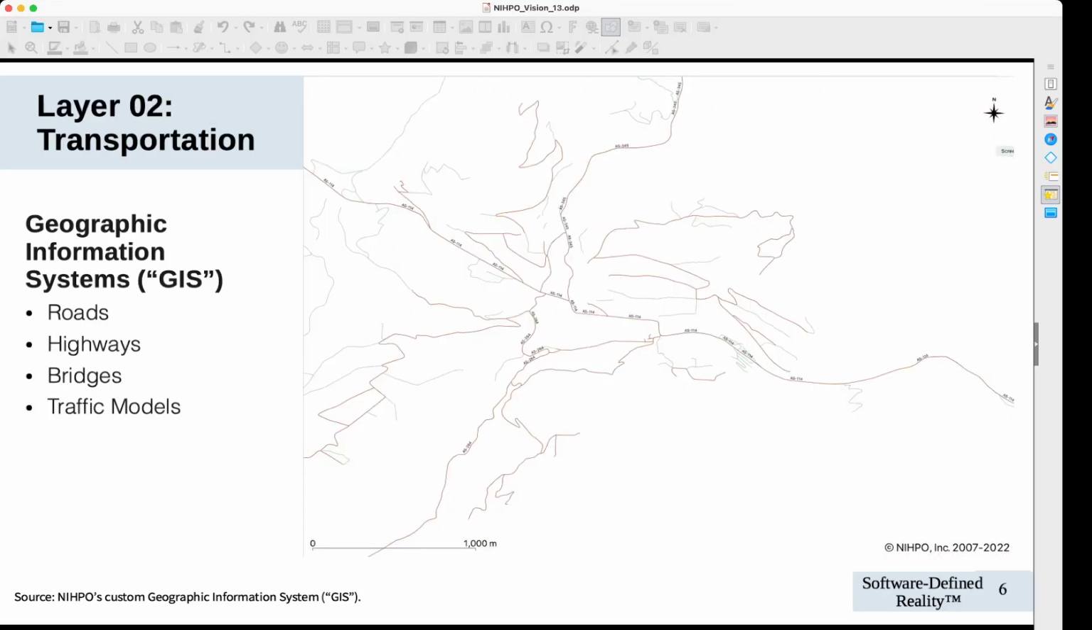Layer two is human elements, transportation. Again, using our GIS platform, we can map roads, highways, bridges, and traffic models, meaning what is the flow through highways and roads and bridges, so that we understand the transportation networks out there.